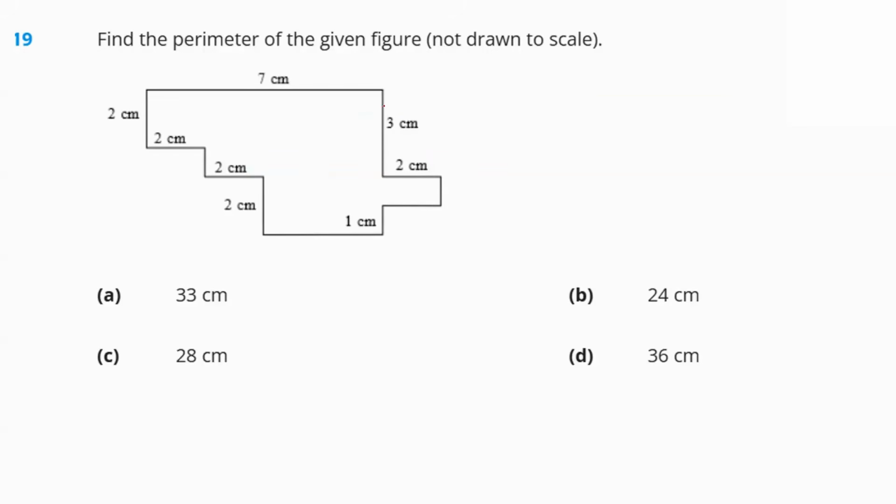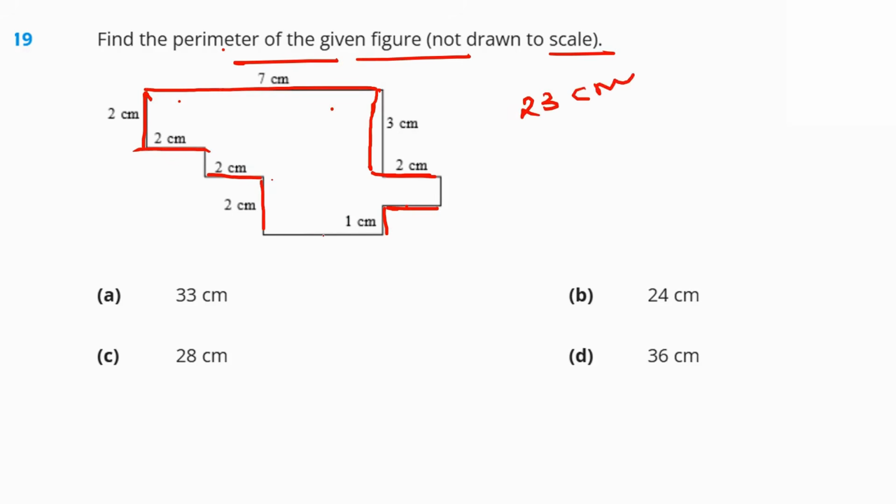Next, question number 19. You need to check the perimeter of the given figure, which is not drawn to scale. Okay, let's start. 7 plus 3, 10, 12. We don't know this one. We'll skip this. If this is 2, this also has to be 2. 14, 15, 2, 17, 19, 21, and 23. Okay, we have got 23 so far.